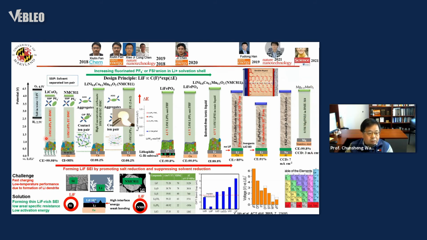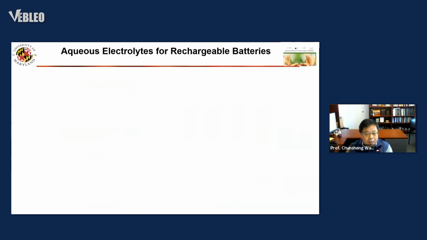So this is the same principle, the whole design: suppress solvent reduction, promote salt reduction to form the metal, any metal, zinc or lithium or magnesium. If we can form SEI, we can form ceramic, and suppress the capability to form polymer. And then we use the same principle.